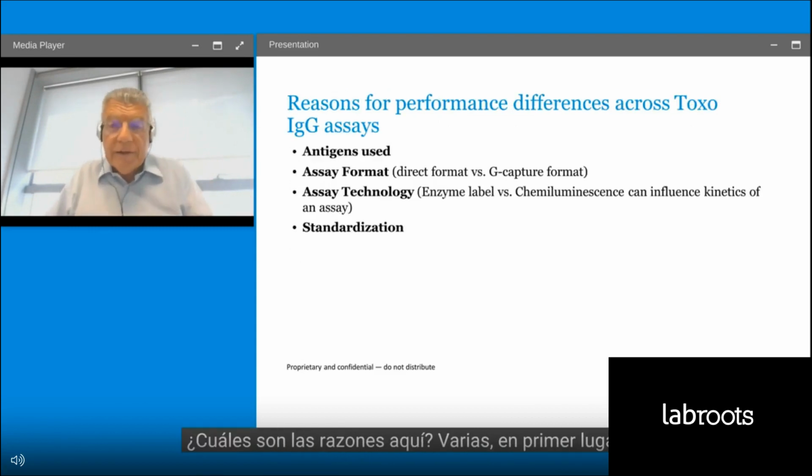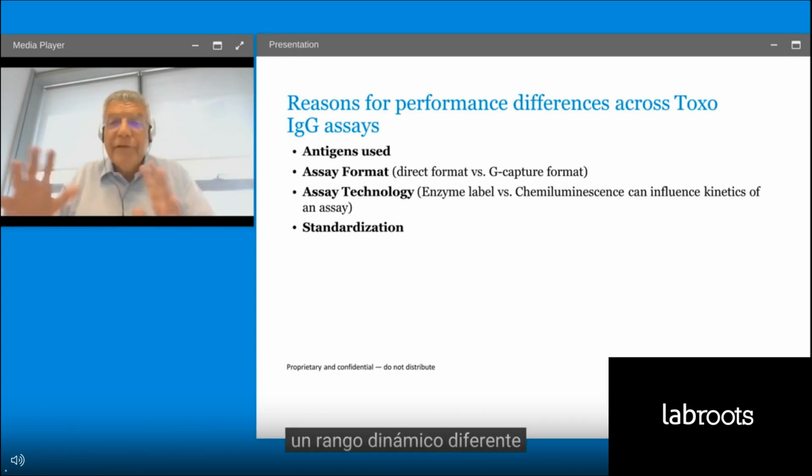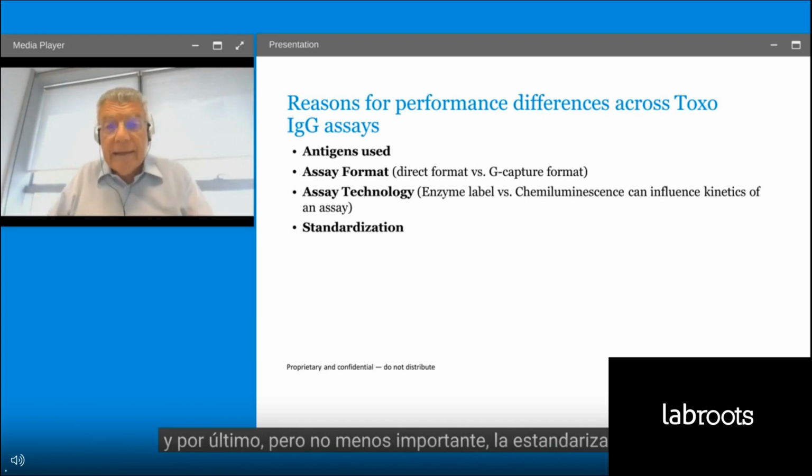Which are the reasons here? Several. First of all, which antigens are used to detect the antibodies? Then the assay format, direct, indirect. Then the technology that will bring a different dynamic range. And last but not least, the standardization.